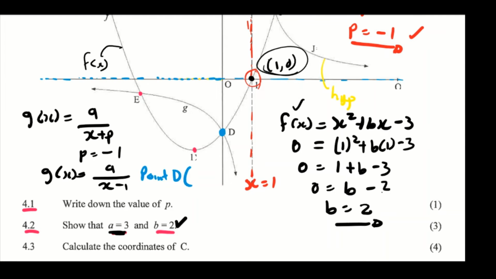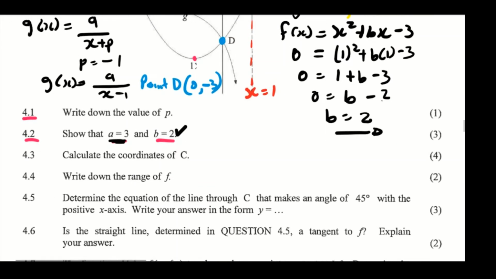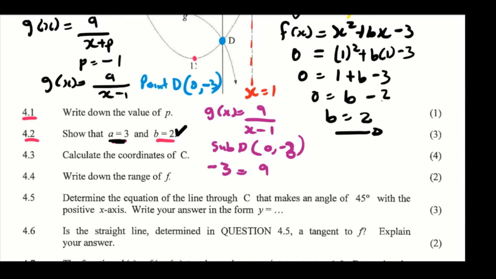So it's -3 and x is 0, so it's -3. So you're just going to substitute in this equation. So you're going to say my g of x is equal to a over x minus 1, and we substitute our d, which is 0 and -3. So it's going to be -3 is equal to a over 0 minus 1, which is -3 is equal to a over -1, cross multiply. My a is equal to 3. So that's how we found a being equal to 3. So yeah, we're done with 4.2.